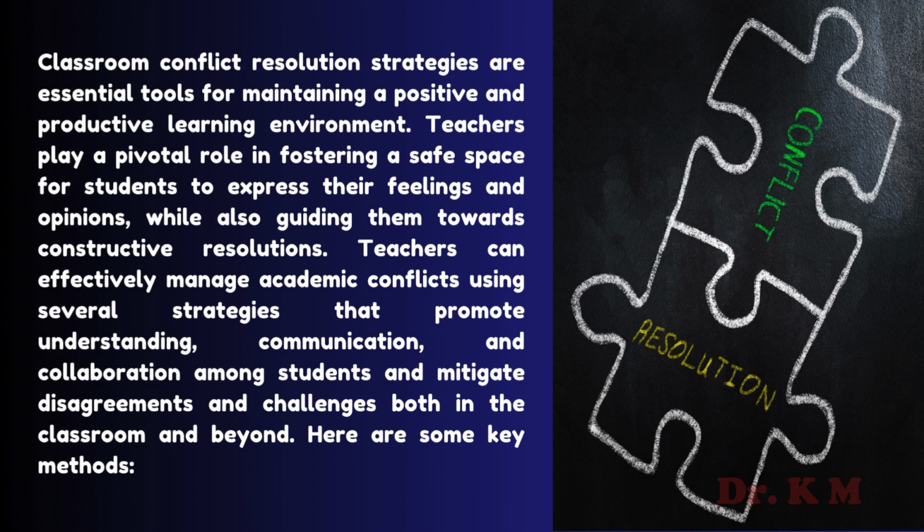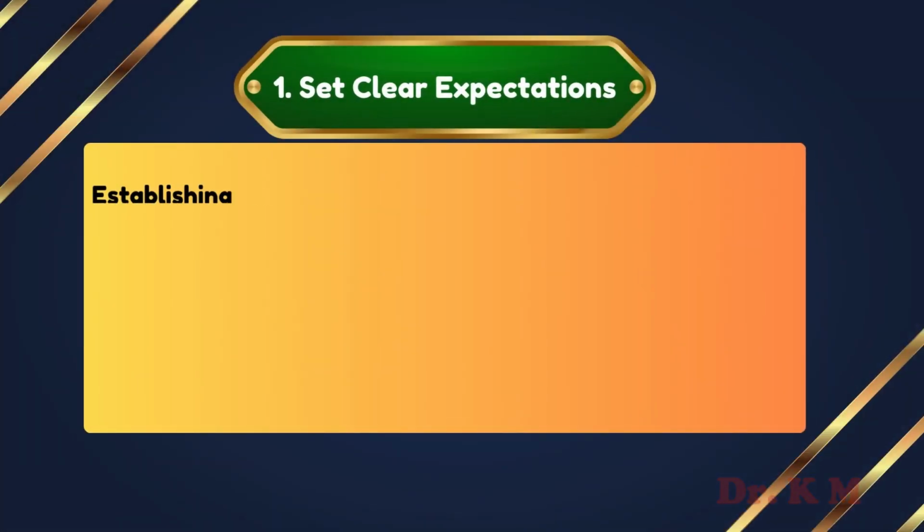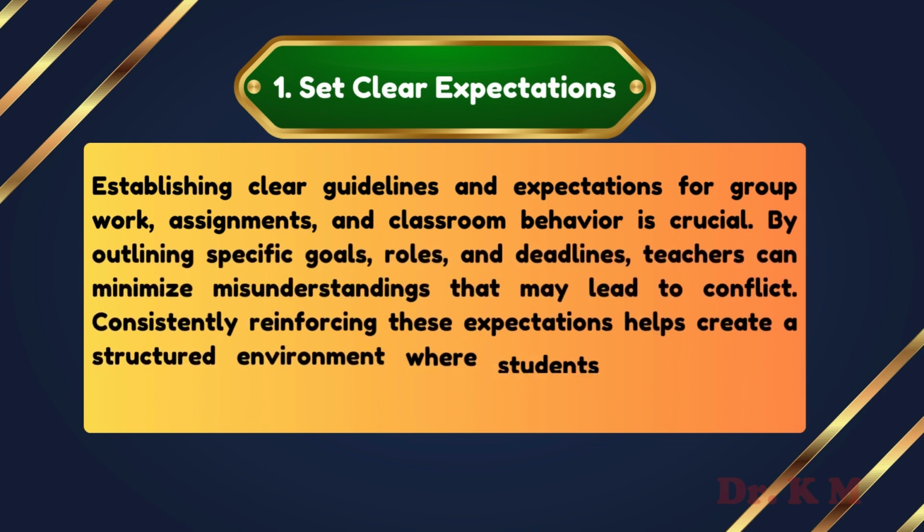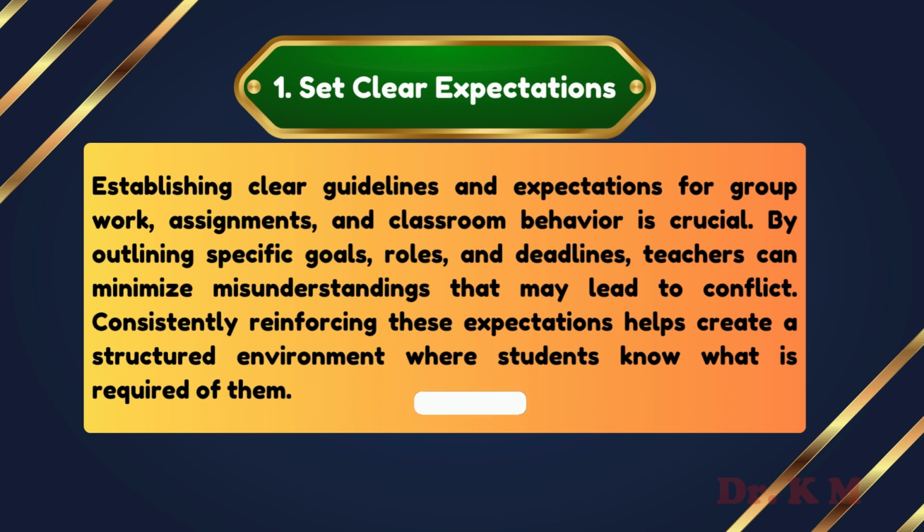Teachers can effectively manage academic conflicts using several strategies that promote understanding, communication, and collaboration among students and mitigate disagreements and challenges both in the classroom and beyond. Here are some key methods. 1. Set clear expectations. Establishing clear guidelines and expectations for group work, assignments, and classroom behavior is crucial. By outlining specific goals, roles, and deadlines, teachers can minimize misunderstandings that may lead to conflict. Consistently reinforcing these expectations helps create a structured environment where students know what is required of them.